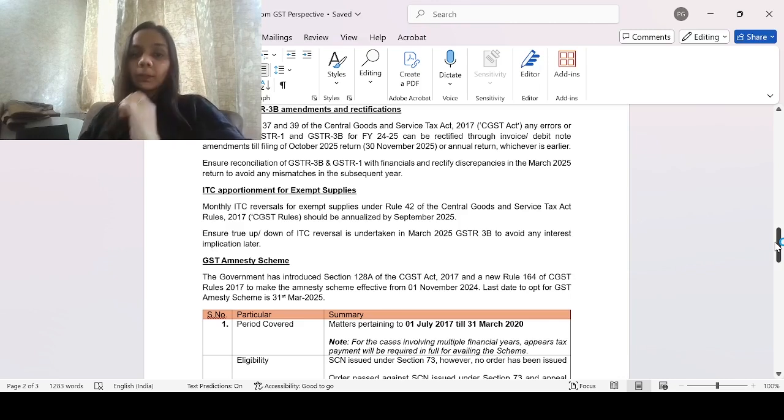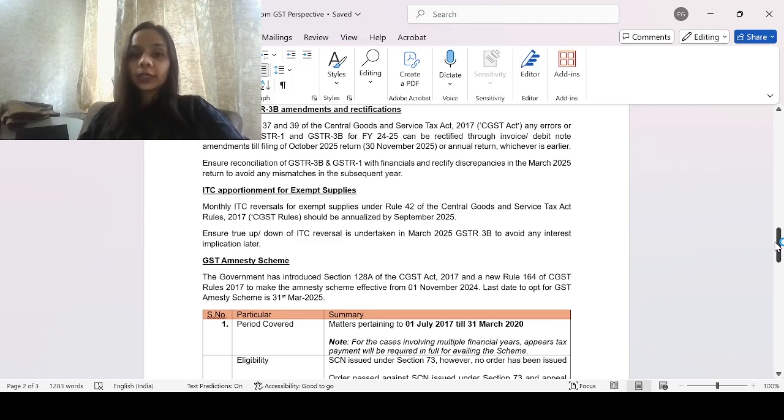Reason being, if we compute this ratio later on, then whatever input we have reversed, if we are supposed to reverse a higher amount, then interest obligations may come at a later point. Hence, it is suggested you do your calculation regarding your exempt supply, taxable supply, and input pertaining to exempt supply in March itself, so that you do not face any challenge in terms of interest implications later on. That we should do as of now, not later.